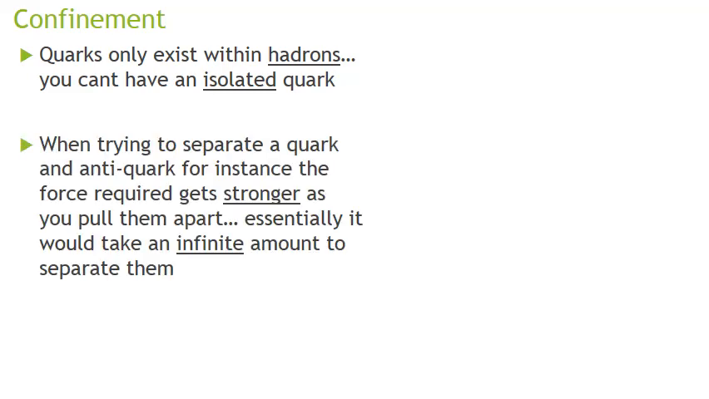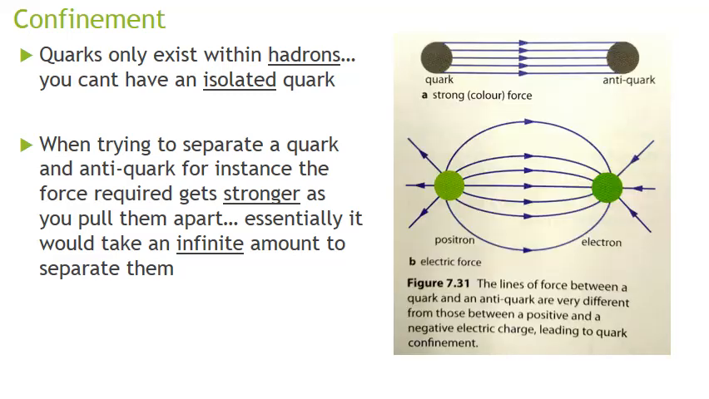Now, what's interesting about a meson, for instance, if you had a quark and an anti-quark and you're trying to separate them, they are not going to want to separate. It actually turns out the further you try to separate those, the more energy it takes to keep them together. It would take an infinite amount of energy to actually separate them. And so you can't separate them. You have to have those individual quarks.